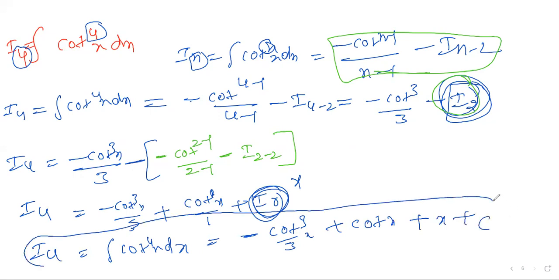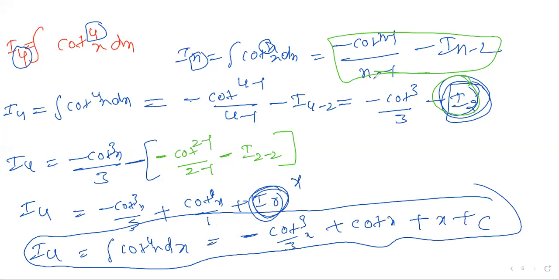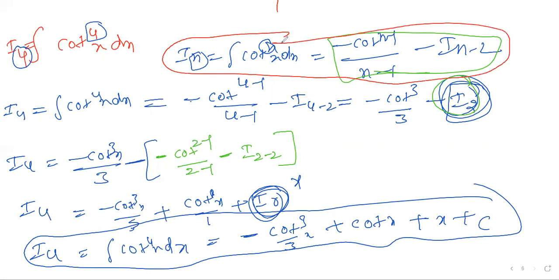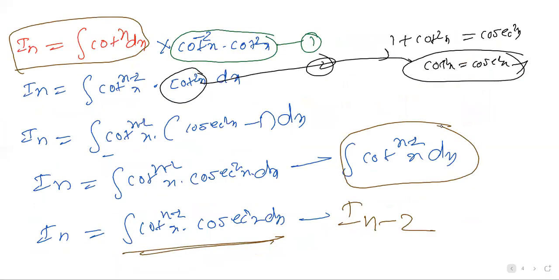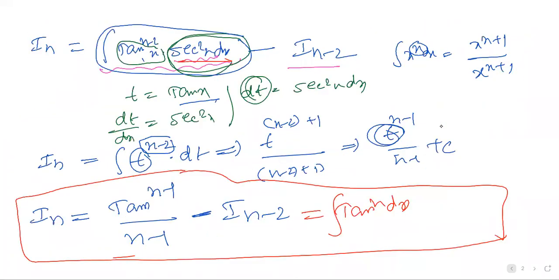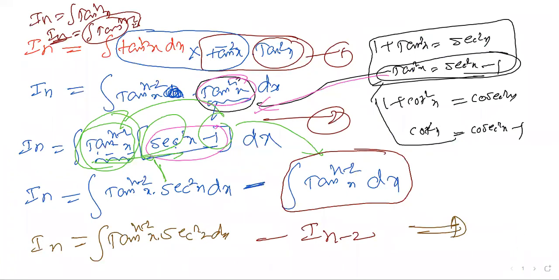This is what cot^4 x dx is. This we calculated according to the formula of cot power n, the formula we learned in the previous class. So from this only we calculated. Please follow the derivation very clearly. Just here only t and dt, this thing is there. Any question? There are only 3 steps.